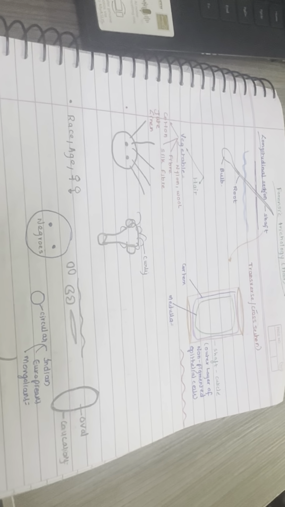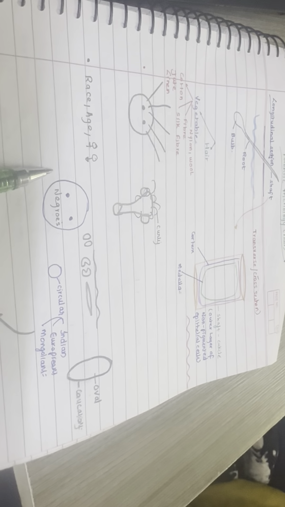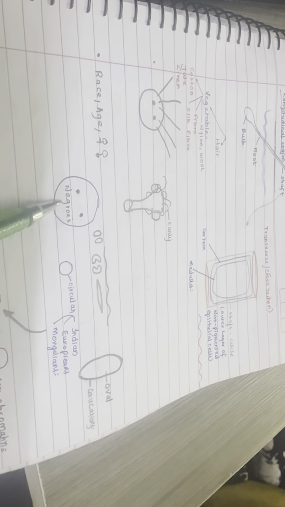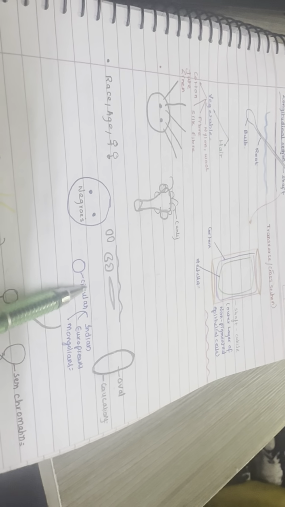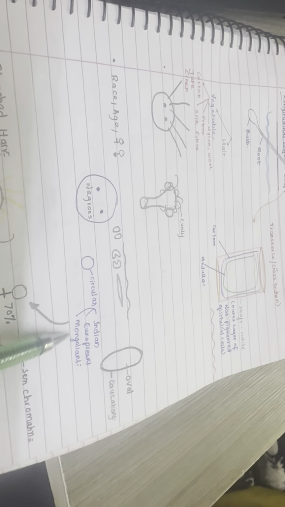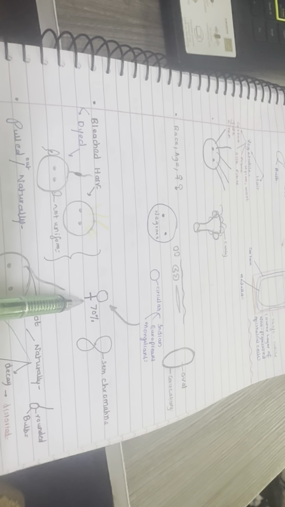The race, age, and sex of the person whose hair has been found at a crime scene. The cross section of a hair is oval, flattened, elliptical, or kidney shaped in Negroes, circular in Indians, Mongolians and Europeans, and oval in Caucasians. Sex chromatin can be detected in 70% of female hair.